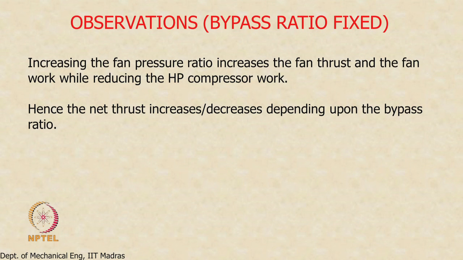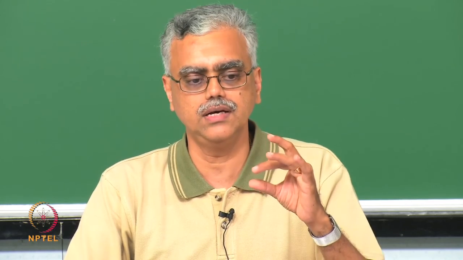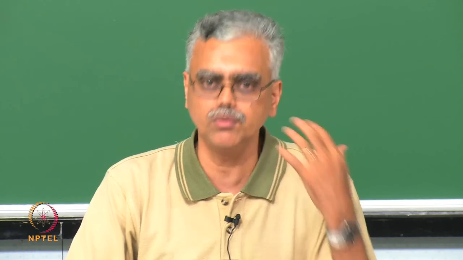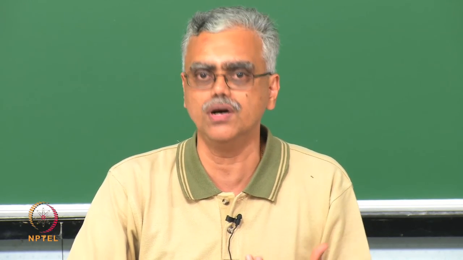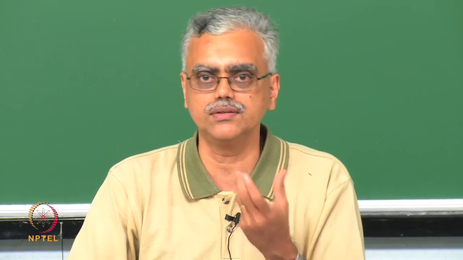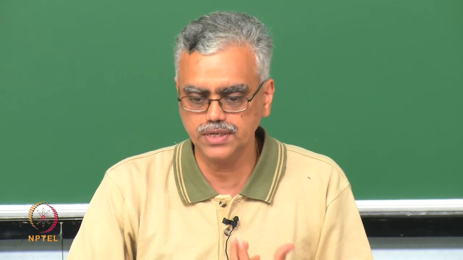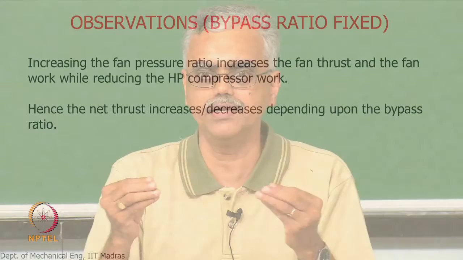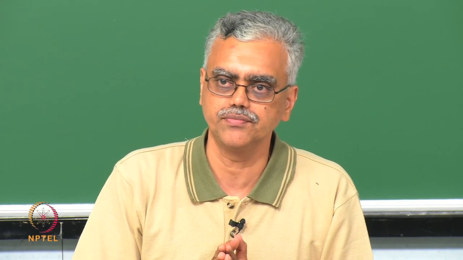If the bypass ratio is already very high, then increasing the fan pressure ratio may actually reduce the fan thrust, because the amount of work that the fan is taking up is so high that it is going to eat up all the work that the turbine produces. So, that depends upon the exact value of the bypass ratio. So, it is a complex interplay between these components.